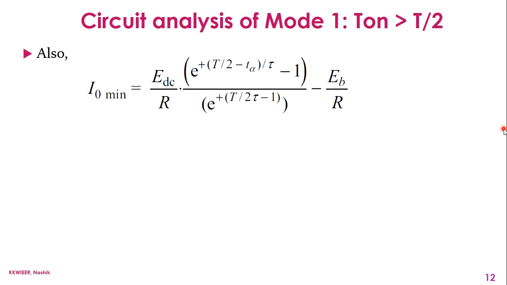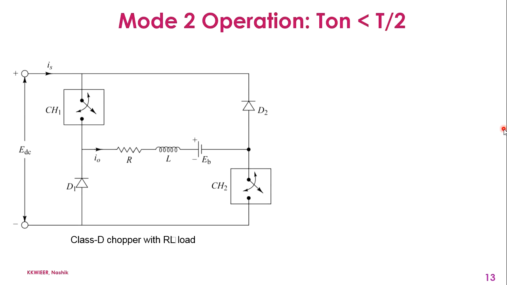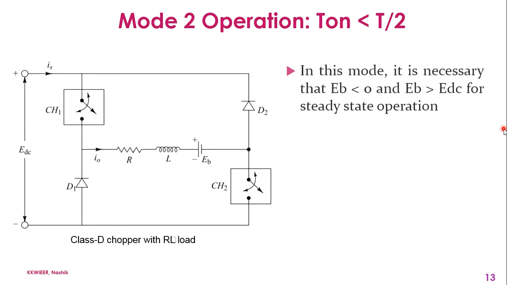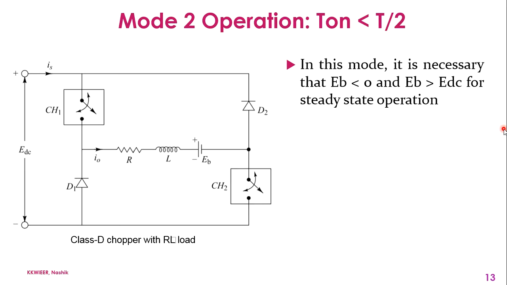This will be the solution. Now talking about the mode 2 operation, which is T on is less than T by 2. In this mode, it is necessary that the back voltage EB should be less than 0 and this back voltage should be greater than EDC input voltage for steady state operation.